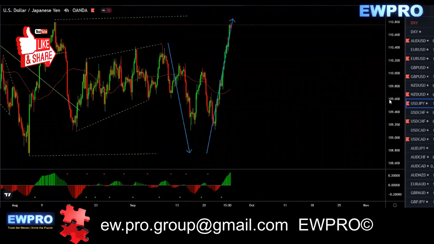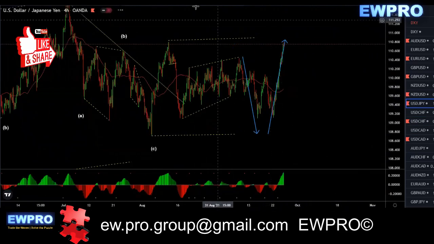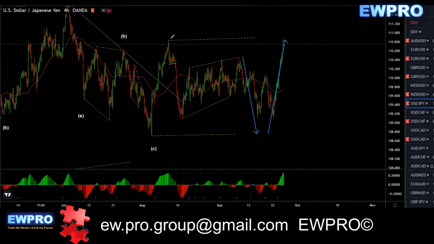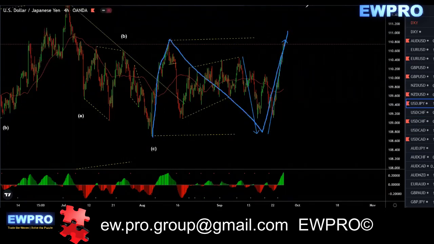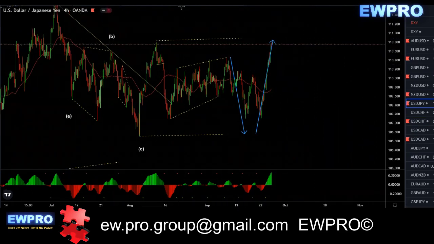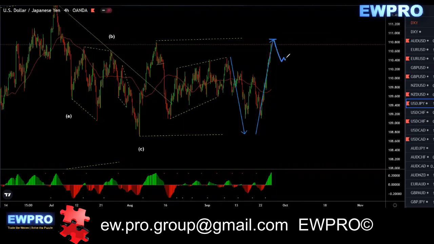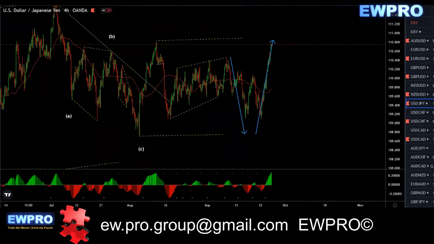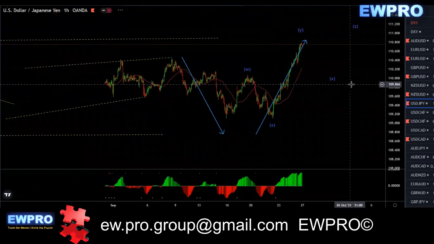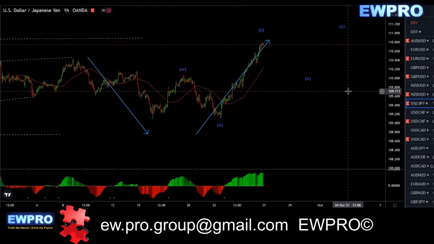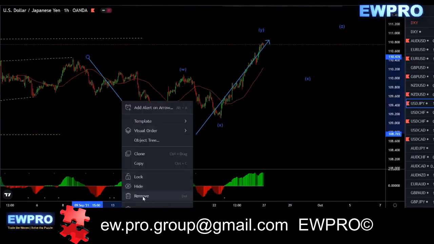On the H4, we were looking for this A, B, C. I haven't moved these arrows, and you can see it's pretty much playing out where the arrows are. So we're looking at that as more downside. So I'd be starting to look for an impulse down and a bearish setup to go and break this low. At this stage, there is no setup on it to sell. I can remove these arrows.